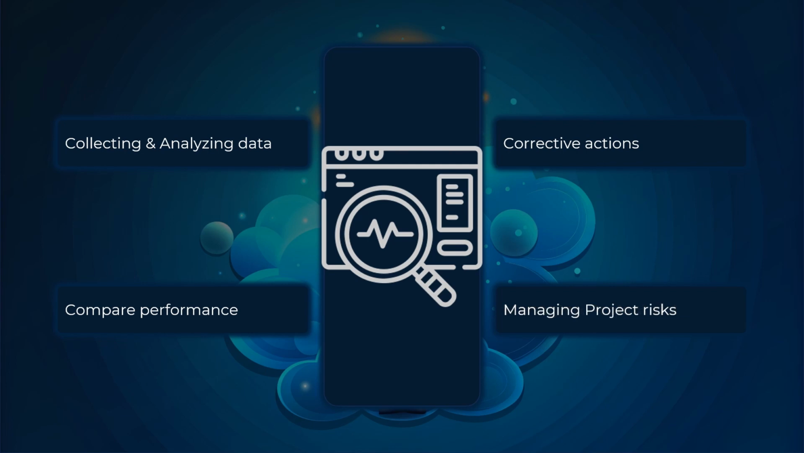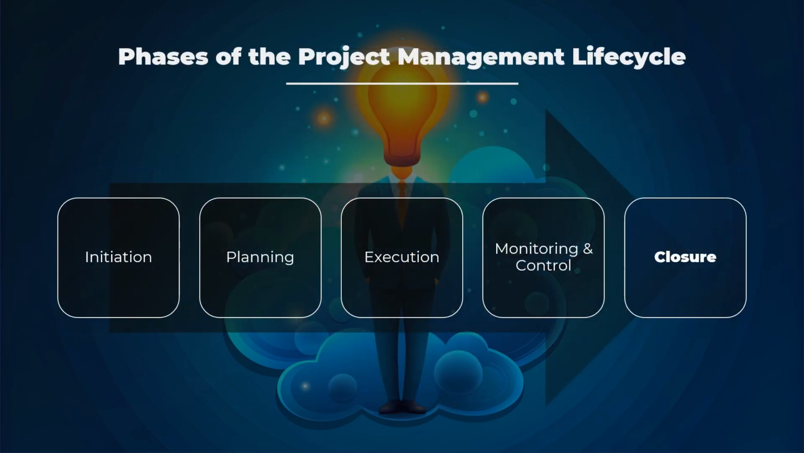In summary, the monitoring and controlling phase is a continuous process of overseeing project progress and ensuring alignment with planned objectives. By collecting and analyzing project data, comparing actual performance to the baseline plan, and taking corrective actions when necessary, project managers maintain project integrity and mitigate deviations from the desired course. Additionally, effective risk management plays a crucial role in identifying and addressing potential threats to project success. Through vigilant monitoring and proactive control measures, project teams optimize performance, minimize risks, and maximize the likelihood of achieving project goals within established parameters.